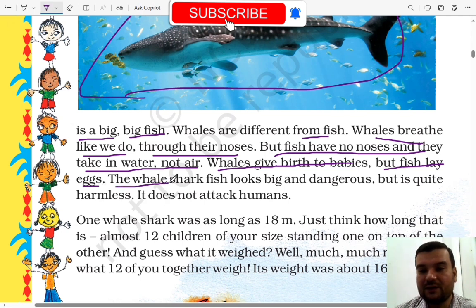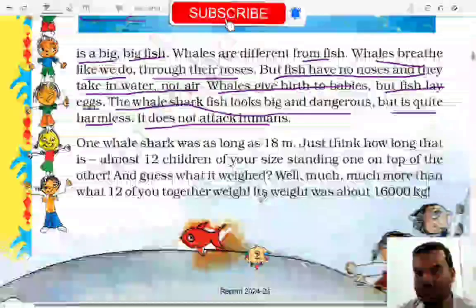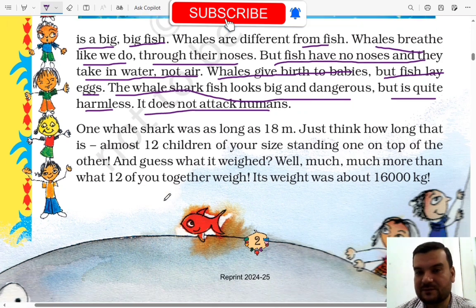The whale shark fish looks big and dangerous. So whale shark is obviously a large one, so it looks big and dangerous, but is quite harmless. It does not attack humans. Okay, so although it is a large one, it never attacks humans.